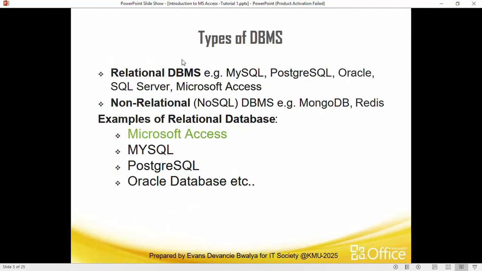Right. Now, there are two main types of DBMS. We have relational and non-relational databases. The types of database management system are many, but let's just look at these two. Examples of relational, we have MySQL, Oracle, Microsoft Access, and so on. Relational uses SQL and non-relational does not use SQL. Examples of non-relational, we have MongoDB and Redis.